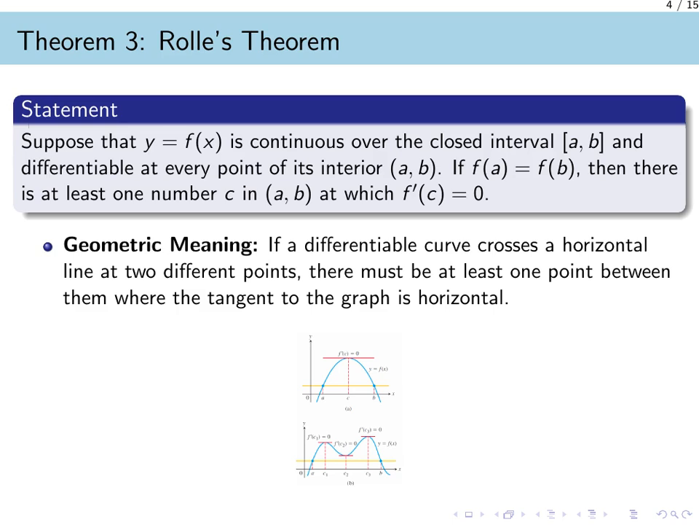Imagine driving over a smooth hill that starts and ends at the same elevation. You must have traveled on flat ground at the very top. The essential idea is that a smooth curve, starting and ending at the same height, must have at least one horizontal tangent somewhere in between.